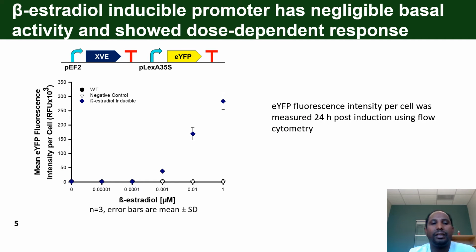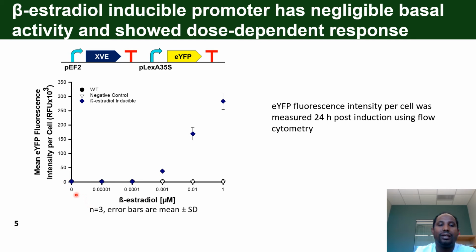First, we evaluated the dose-dependent dynamics of the inducible system. For this, we used a constitutive promoter to drive the synthetic transcription factor. For simplicity, we include 1 wild type, 1 negative control, and 1 beta-estradiol inducible exconjugant. We measured fluorescent intensity, which is depicted on the y-axis, using a flow cytometer. This is 24 hours post-induction, and we tested 6 inducer concentration levels.